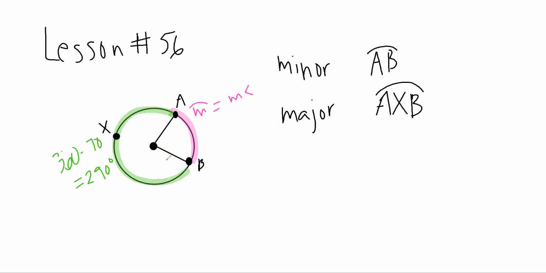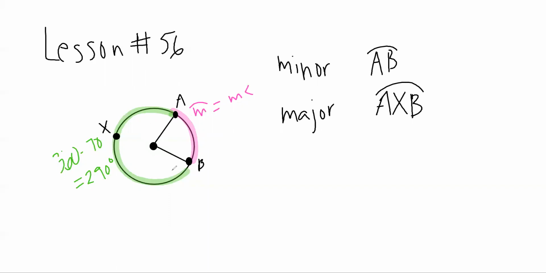We also know that if two circles have the same radii, we say that the circles are equal, or congruent circles. So if I were to have another circle here and my radii are the same, then those two circles are congruent.